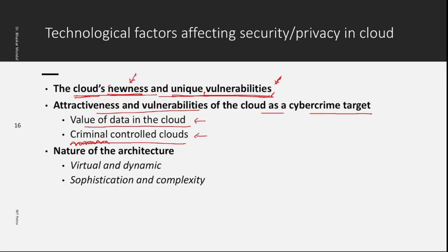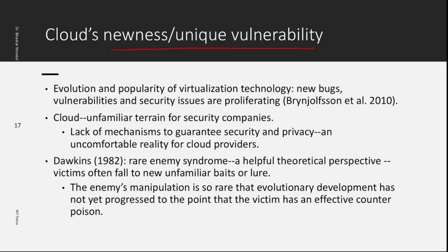The nature of the architecture matters: virtual and dynamic architecture, and the sophistication and complexity of the architecture, create issues for security implementation. Then cloud newness and unique vulnerabilities: it is evolving, and the popularity of virtualization technology comes with new bugs. Then vulnerabilities and security issues are proliferating. Then cloud is unfamiliar terrain for security companies. New issues are coming. So this is one thing.